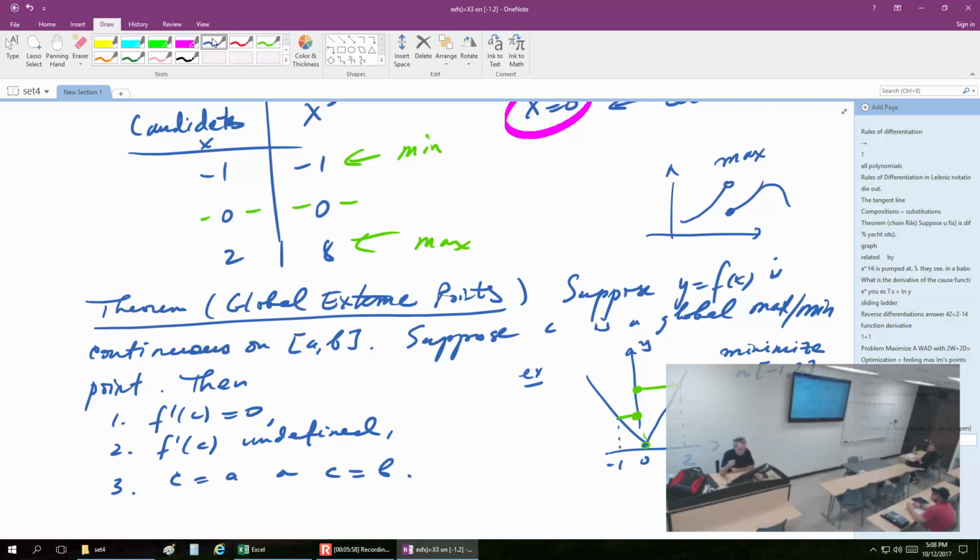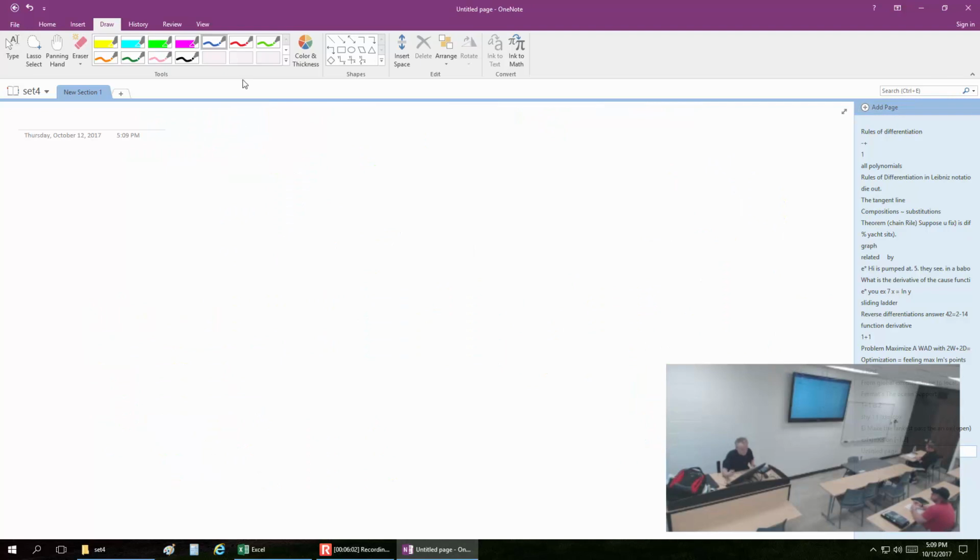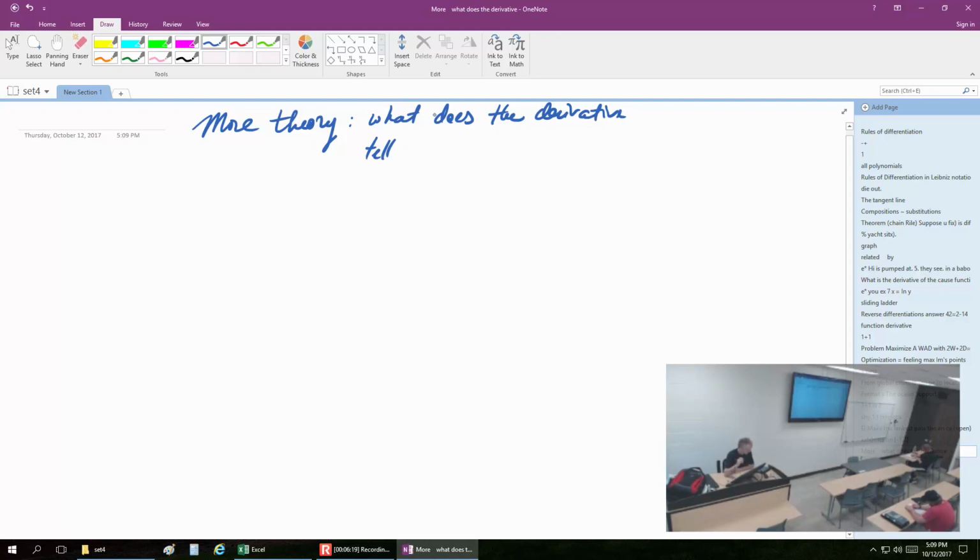Okay, so furthermore, we are talking about some more theory, and the theory is about what the derivative tells us about the average rate of change.